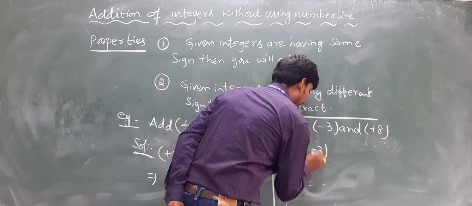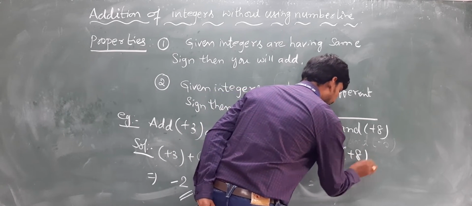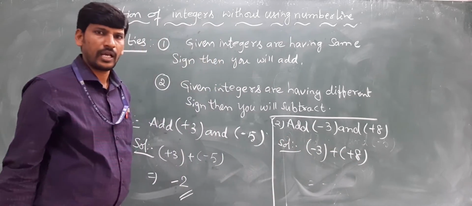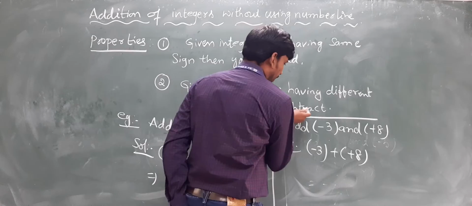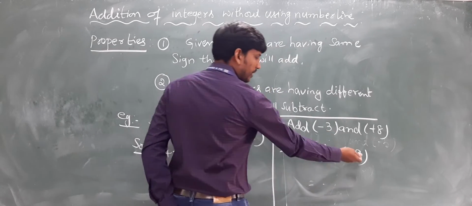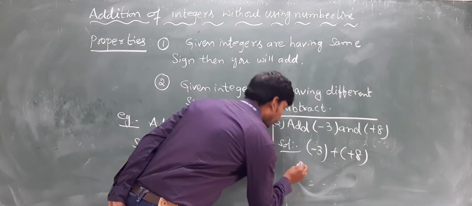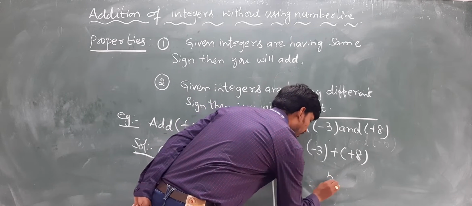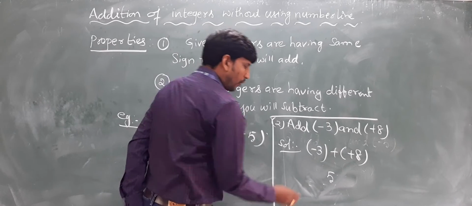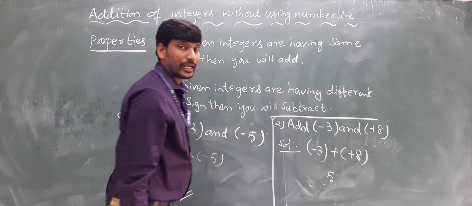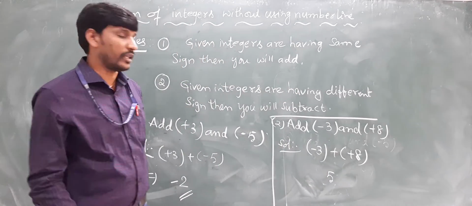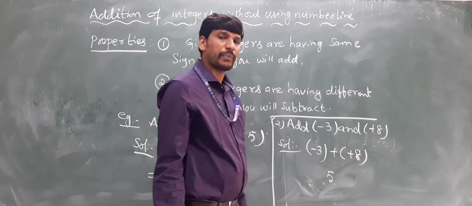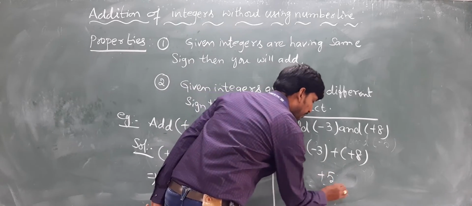-3 plus 8. Between 3 and 8, you just ignore all the signs and subtract 8 and 3, because 8 is the big value, 3 is the small value. 8 minus 3 is equal to 5. Now which sign to keep, either plus or minus, depends on the big value. Here the big value has a plus symbol, so the answer will be plus 5.